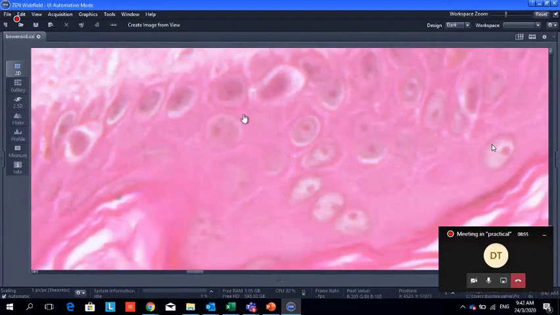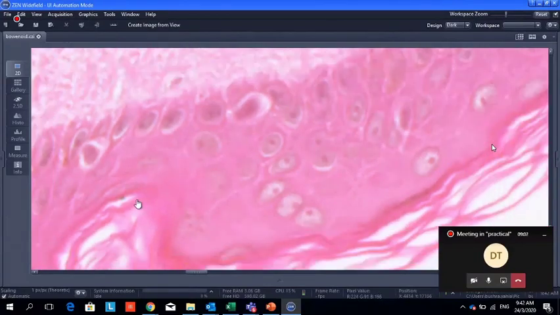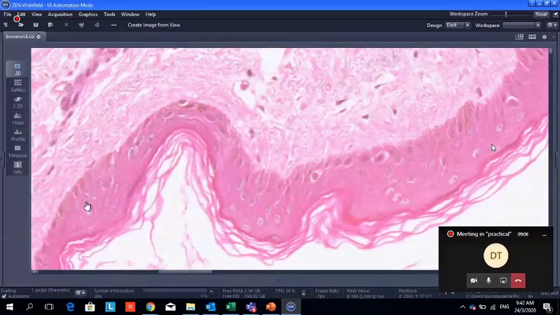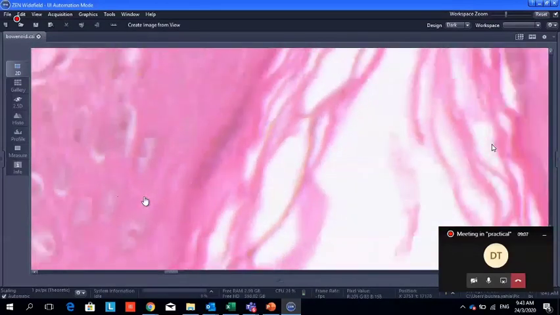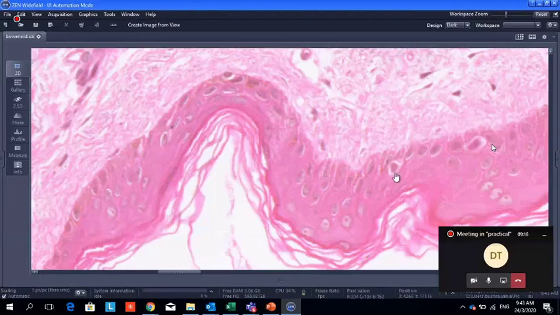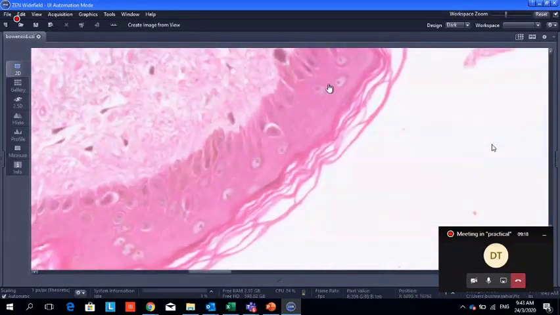Okay, with more magnification, can you see the bridge between the cells? The connection. This indicates the maturation. You will see these brownish colors are the melanin pigment. Okay, this is the normal area.